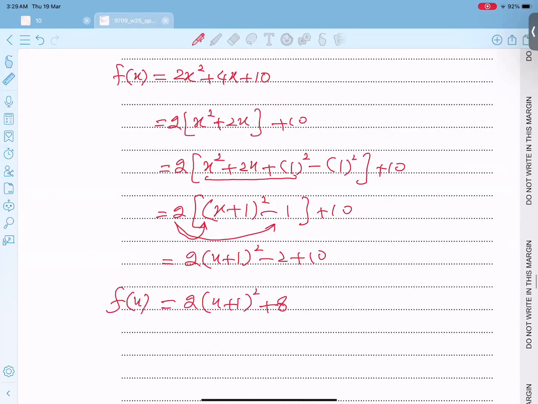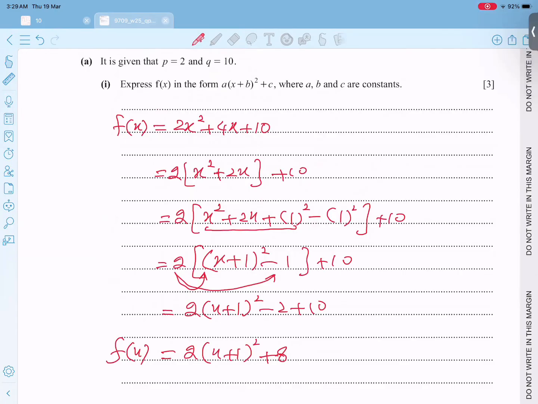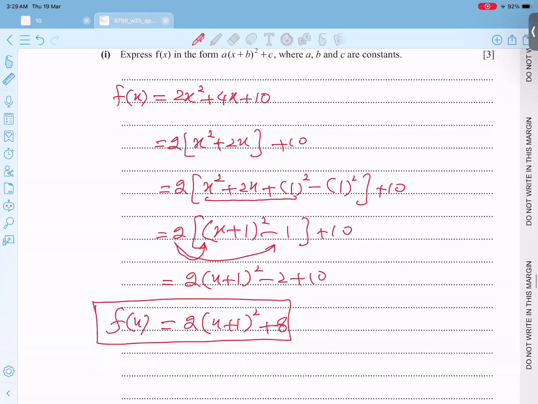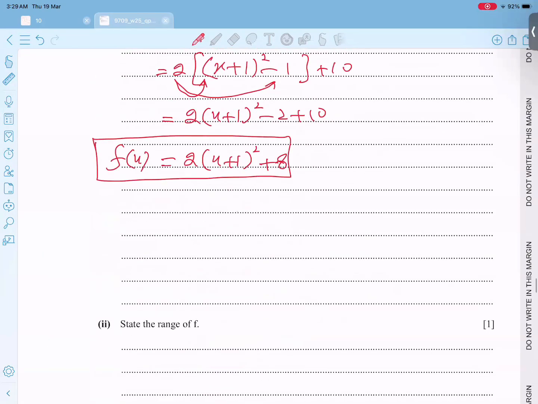And what was he asking? That's it. Just try to convert it, and we have done it. Okay, so this is done, and the first part is completely over. So next part, what is it asking here? Range, state the range of this.